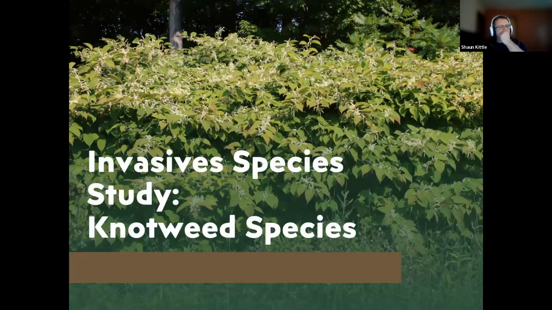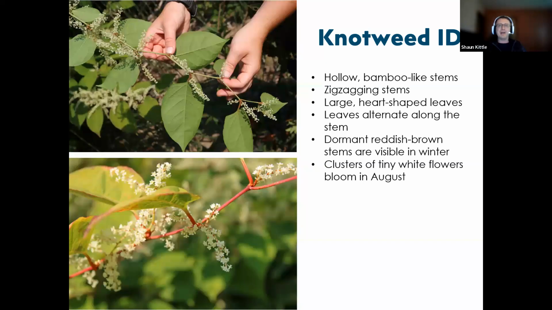So lastly, I just want to break out an invasive species and go over these concepts really quick. We're going to talk about knotweed species, and that is a big patch of knotweed there. So knotweed ID, what you're going to see is hollow bamboo-like stems. I've heard people call it Adirondack bamboo. The stems also have a zigzagging shape to them. You can see that really well in that top picture.